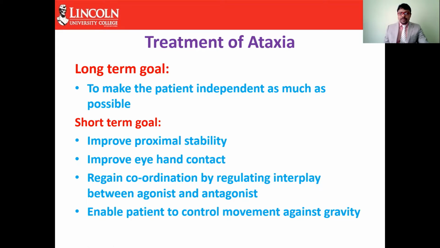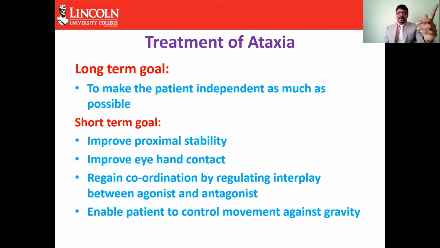The short-term goal should be to improve proximal stability. Because of the loss of balance, they may lean forward, may get stooped postures, and may develop weakness in proximal stability. And also how to improve eye-hand coordination. That is the skill. Gross motor functions as well as fine motor skills should be combined together, and we also improve eye-hand contact movement.